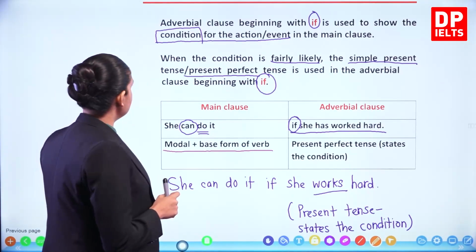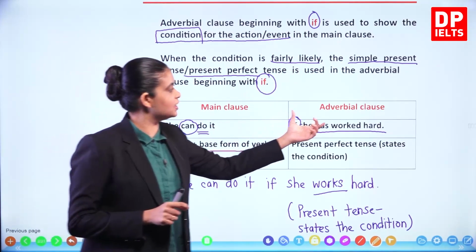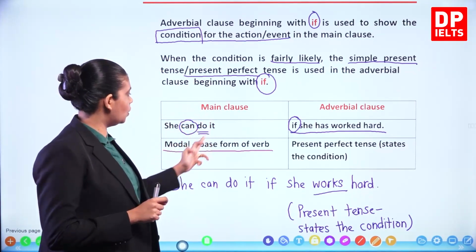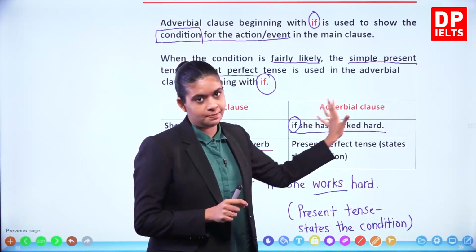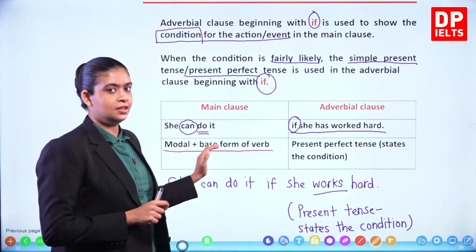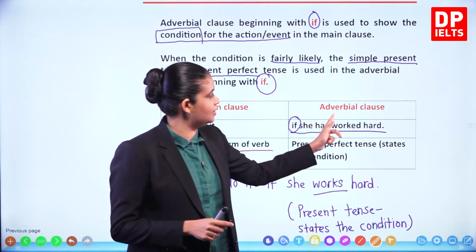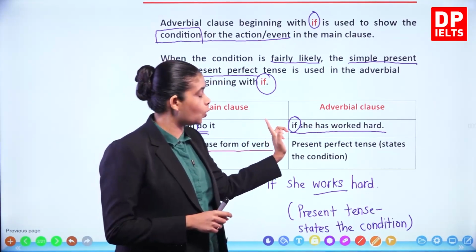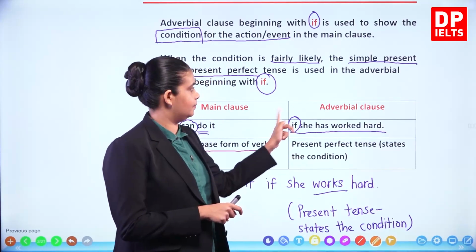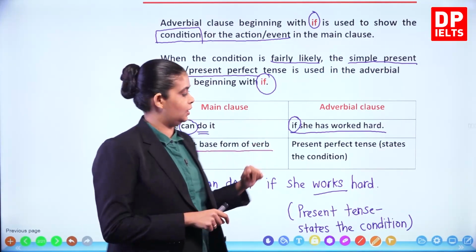So the first one is, if an adverbial clause is beginning with if, it shows the condition of the main clause. So that means you can only do it if the condition is completed. Now, if the condition is likely to happen, then you can use the simple present tense or the present perfect tense for the adverbial clause, provided it begins with the word if.